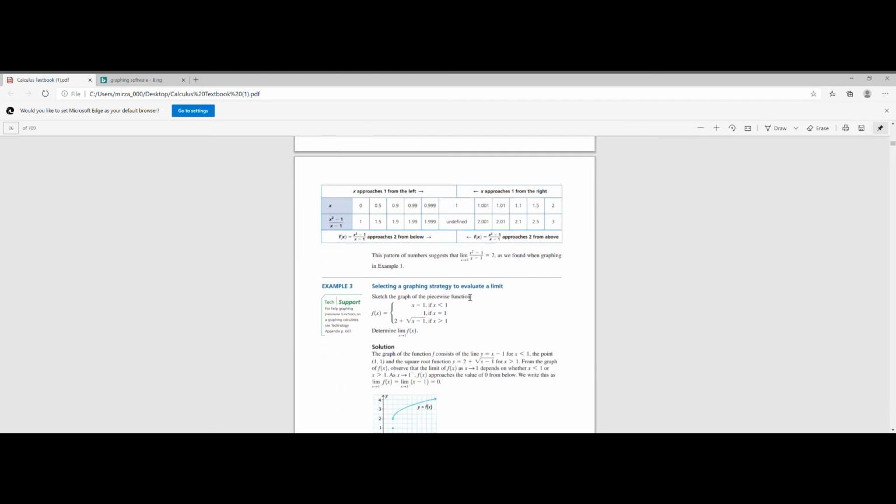Selecting a graphing strategy to evaluate a limit. Sketch the graph of the piecewise function f(x): x minus 1 when x is less than 1, 1 if x is equal to 1, and 2 plus the square root of x minus 1 if x is greater than 1. So when x is equal to 1, f(x) is 1. Okay, let's use graphing software.